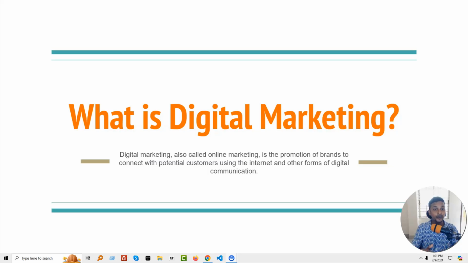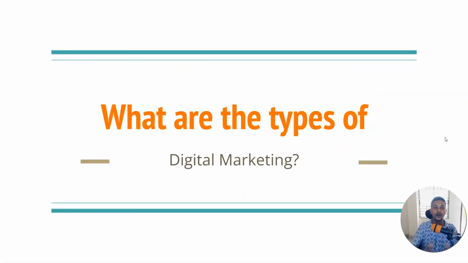First of all, we are going to learn what is digital marketing. Digital marketing, also called online marketing, is the promotion of a brand to connect with potential customers using the internet and other forms of digital communication. So I hope you understand what digital marketing actually is. In general, digital marketing is a method that we use via a digital device or digital platform, like using Google, using the internet, using Facebook, TikTok, video platforms like YouTube, or email marketing. So now we are going to know what the types of digital marketing are.